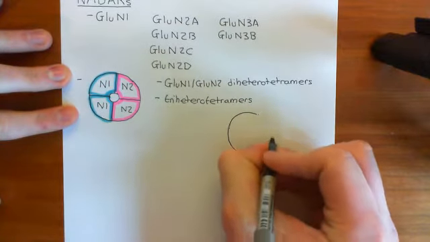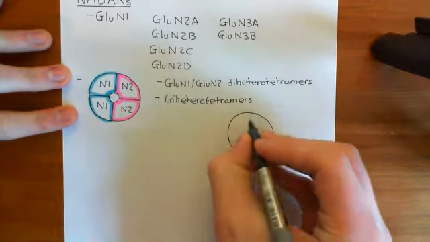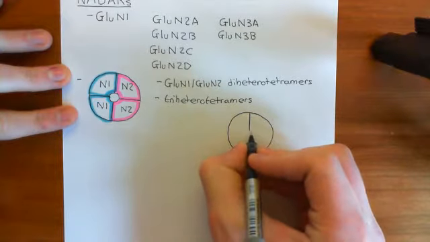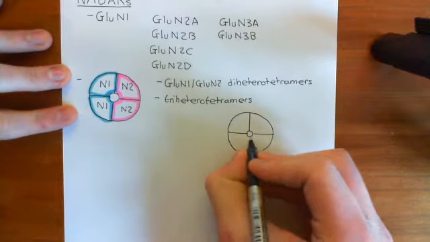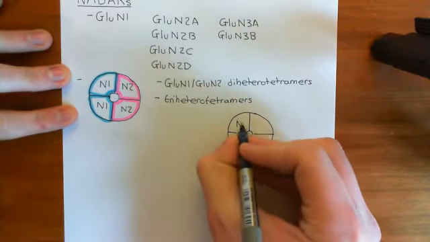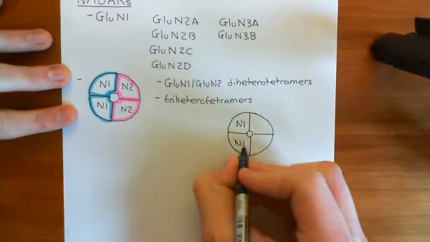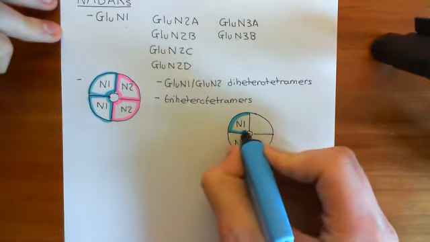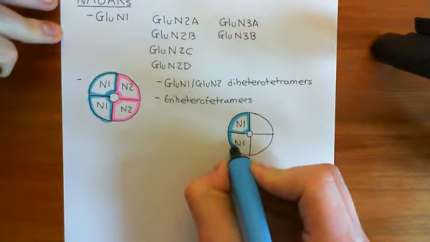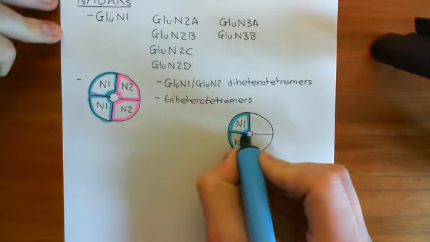Okay, and there are 4 examples that are well known. Okay, so I'll give you those 4 examples. So I'll draw one of them out for you. So you'll have, as always, your 2 GluN1 subunits here. Okay, and we'll colour those in blue here. So here is 1 GluN1 subunit, and here is our second GluN1 subunit here.